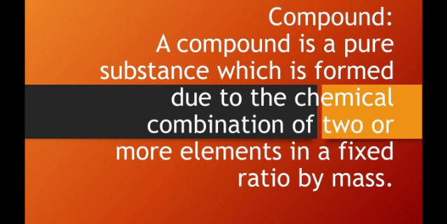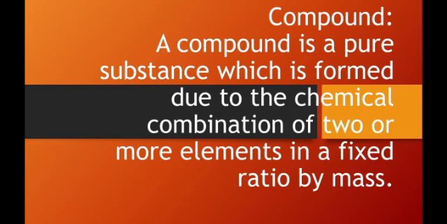Next topic is compound. What is meant by compound? A compound is a pure substance which is formed due to the chemical combination of two or more elements in a fixed ratio by mass. See again, a compound is a pure substance formed due to the chemical combination of two or more elements in a fixed ratio by mass. It is an important one.